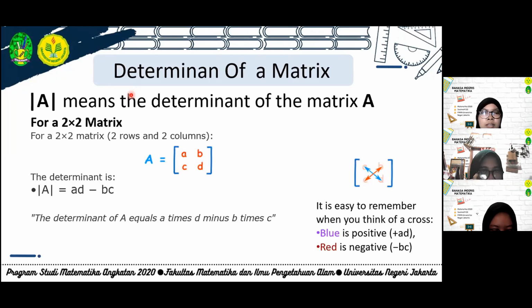The determinant of a matrix A, for a 2 by 2 matrix, which has two rows and two columns, is like this. The determinant is a multiplied by d, subtracted by b multiplied by c. The determinant equals a times d minus b times c. It is easy to remember when you think of a cross: the blue line is positive and the red line is negative.